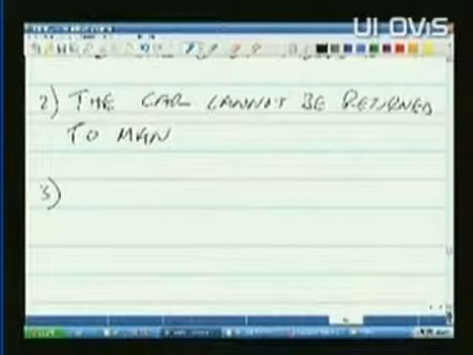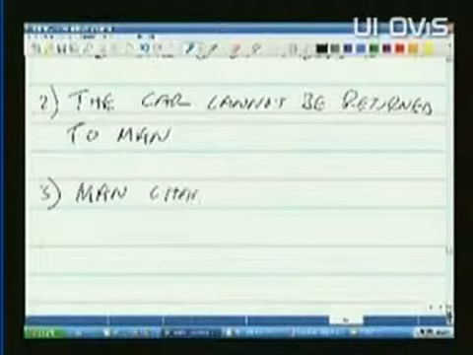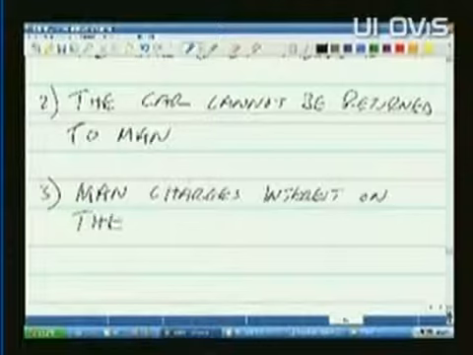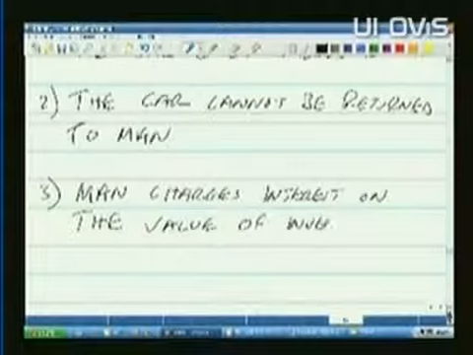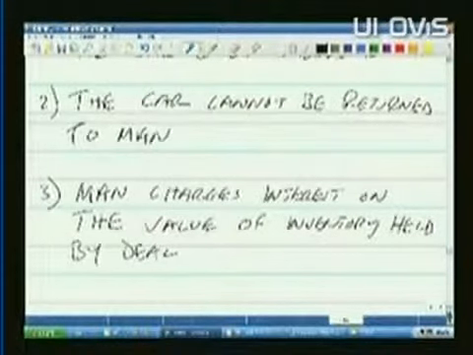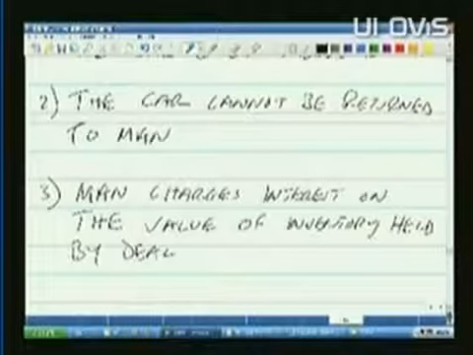Okay? And man charges interest on the value of inventory held by deal. So in other words, if deal has a car delivered to it on the 1st of January and it sells it on the 31st of January, they will only pay interest for 1 month on the value of that car. If they sell it at the end of February, then they will pay interest for 2 months on the value of that car.